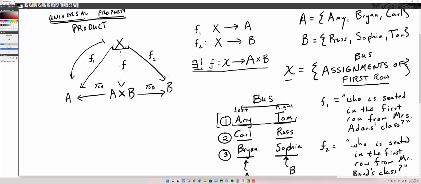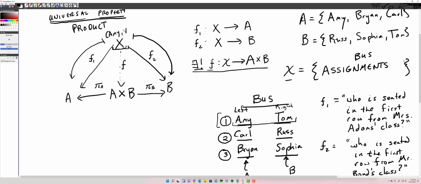who is seated in the first row from Mrs. Adams' class. And F2 is going to be who is seated in the first row from Mr. Bond's class. You could even generalize this further, and you could actually call X bus assignments, right? You could just say, look, this entire bus assignment is X, okay? Or is an element of X. But I'm going to stick to the first row just to make it easier to draw here.